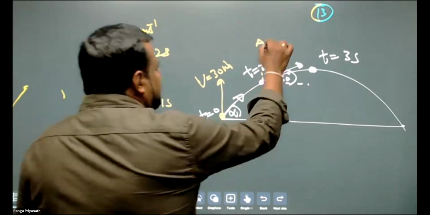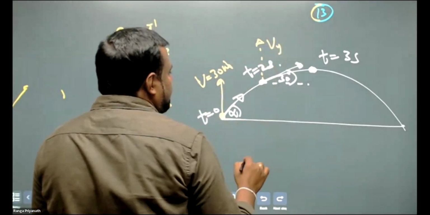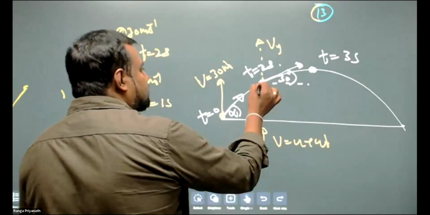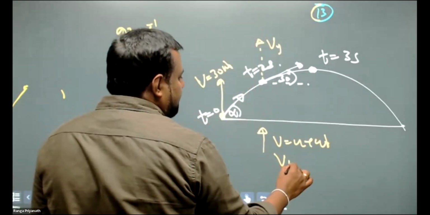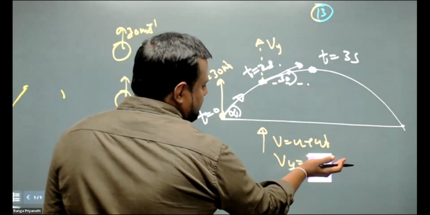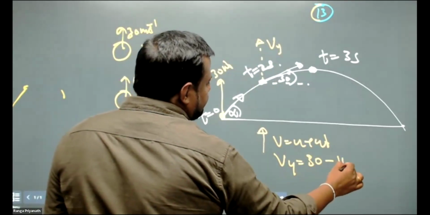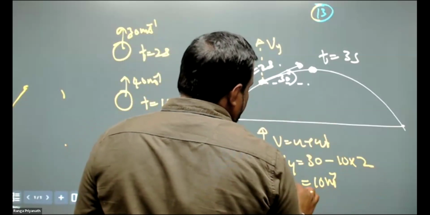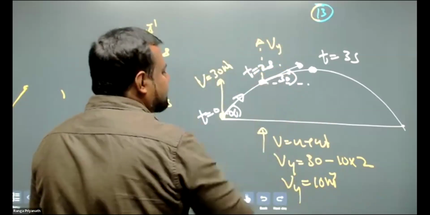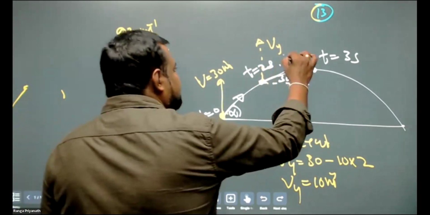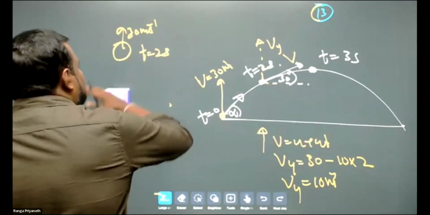Let me take this vertical component as Vy, and I can use the equation V equals U plus AT vertically from here to there. Finally, Vy, initially 30, minus 10, the time is after 2 seconds. So that is 10 ms minus 1. So this particular component is now 10 ms minus 1. Okay. I will take this velocity as V.